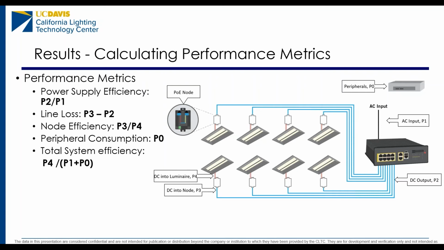And then there's peripheral power consumption, which is defined as the AC power into all peripheral devices such as gateways, routers, etc. And then there's total system efficiency, which is defined as the DC power at the luminaire divided by the total AC input power plus any peripheral power consumption.